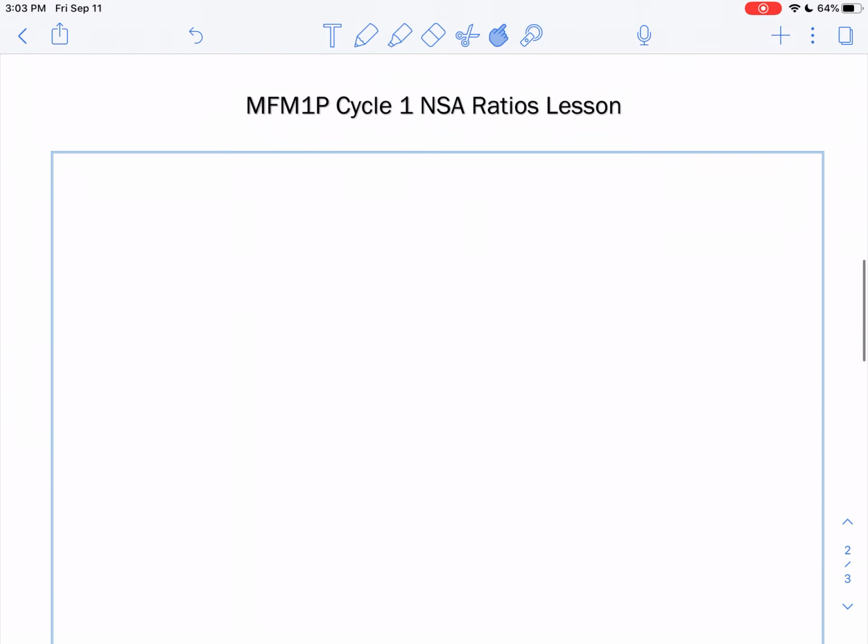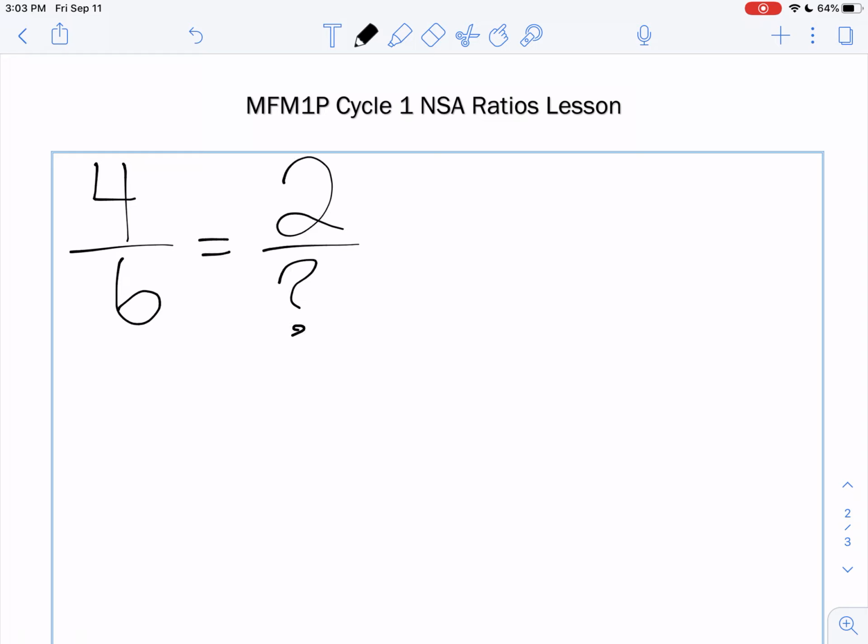Let's look at some other examples. If I had 4 over 6 equals 2 over question mark, and I know that these ratios are in proportion, I need to figure out what am I doing to the top in the first fraction to get to the top in the second fraction. What am I doing to the numerators? Well, I'm taking the first numerator and I'm cutting it in half. So this time I'm dividing by 2.